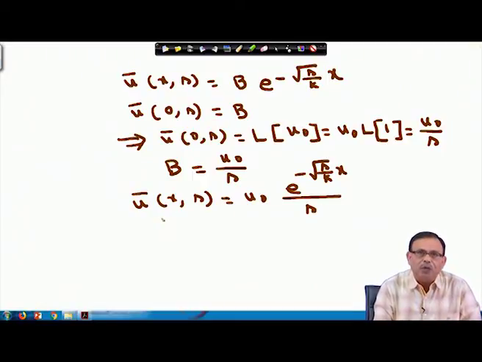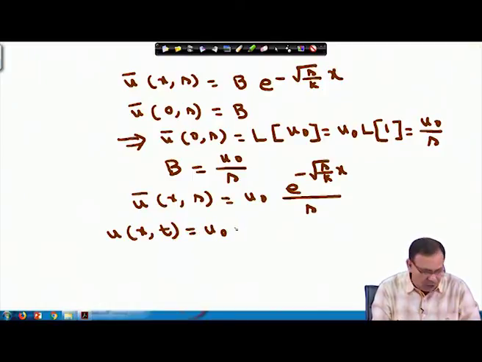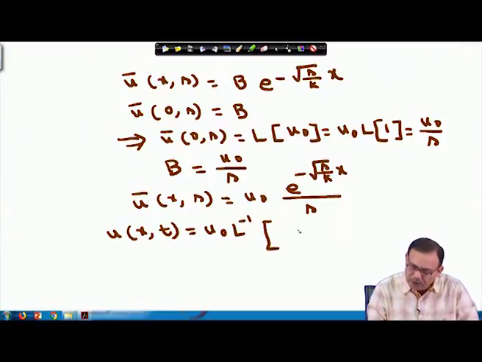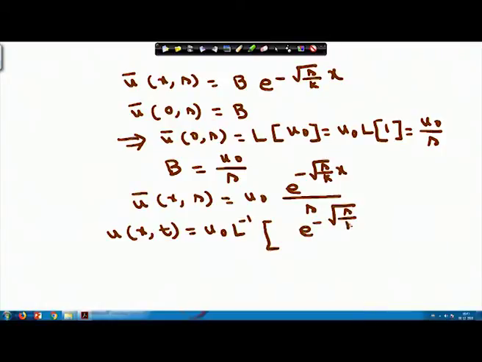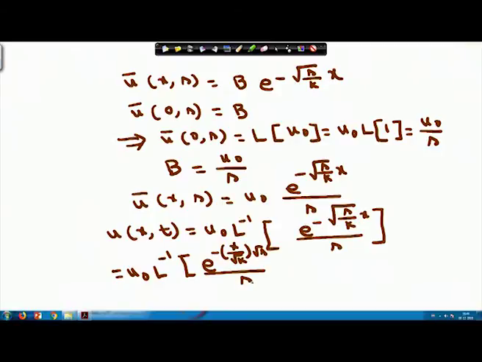So, once I have obtained u bar as a function of x and s, then you can find out what is your u x t using the inverse Laplace transform. So, you can write down u x t equals u naught will come outside, into Laplace inverse of this quantity e power minus root over s by k into x divided by s, and this equals, if you simplify it, u naught into L inverse of e power minus x by root k into root s divided by s.